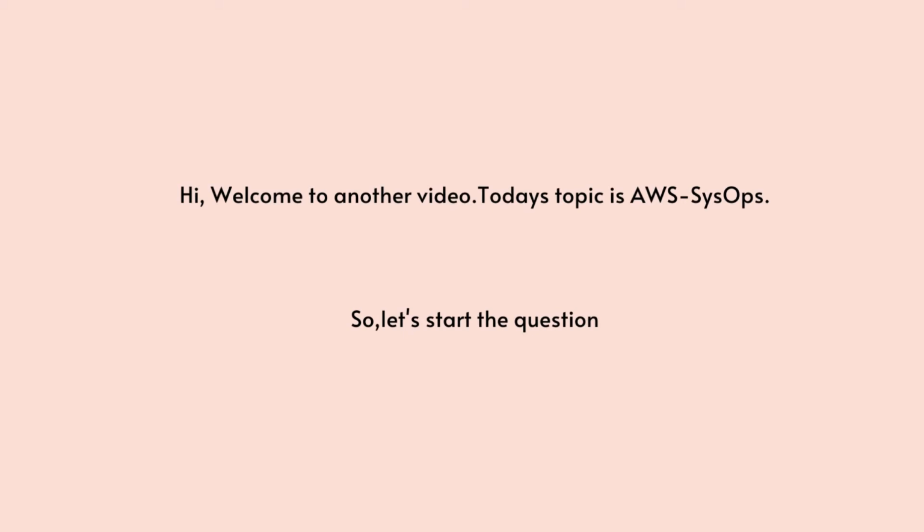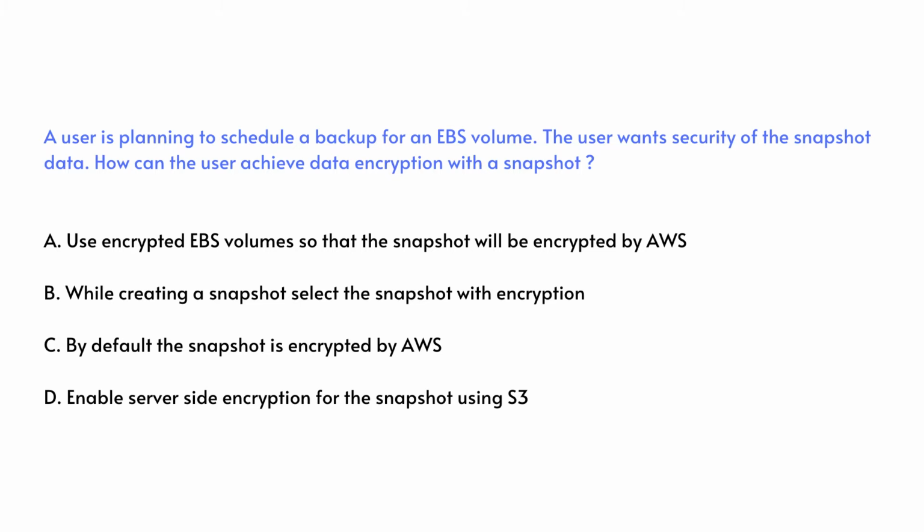Today's topic is Amazon Web Service SysOps. So let's start the question. A user is planning to schedule a backup of an EBS volume. The user wants security of the snapshot data. How can the user achieve data encryption with a snapshot?